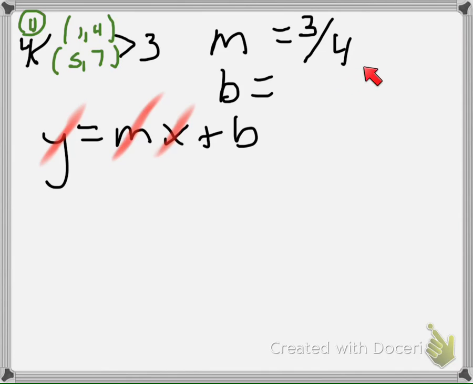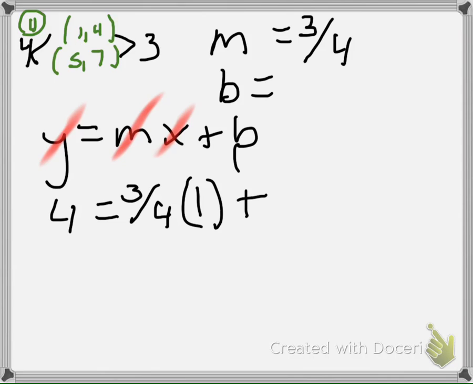Y, m, x. I picked that ordered pair because I like working with 1. 4 equals m 3/4 times 1 plus b. Now the stray mark here, we'll get rid of that. 3/4 times 1 is 3/4. 4 equals 3/4 plus b.